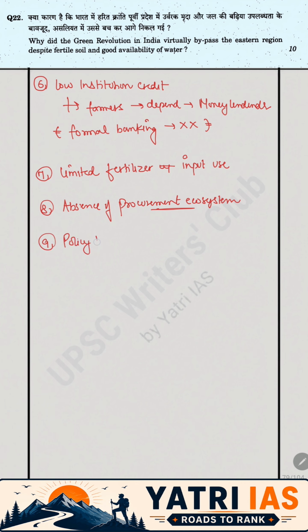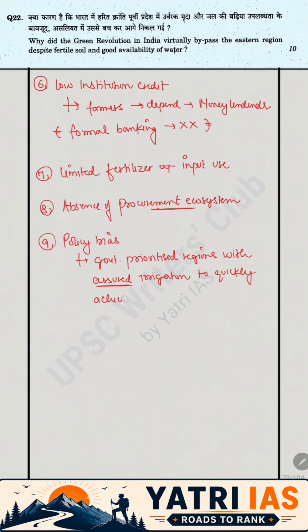Then you see policy bias as well, because government prioritized regions with assured irrigation to quickly achieve food security. When this green revolution was organized in India, India was going through a very hard time as far as food security is concerned. Famines, disastrous floods, they were recurring at that time. Therefore, government prioritized those regions where food security can be achieved as fast as possible. So you also see a policy bias as well.